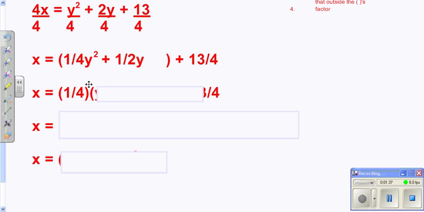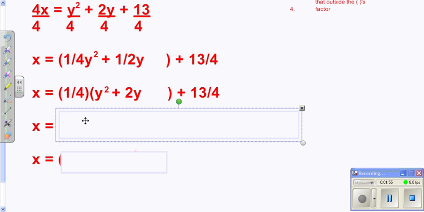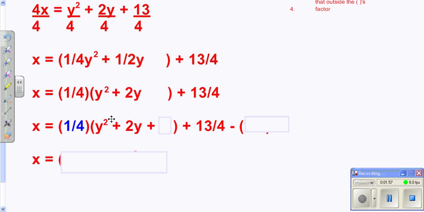So 1/4 times what is y squared, and that's a y squared. Then you've got to think of 1/4 times what is a half, and that is 2. So we have a 2y there. Still, there's nothing out back besides our 13/4. Well, we now need to do the half of b squared stuff. So we've got to take half of our b and square it, and that's what we're going to put here.